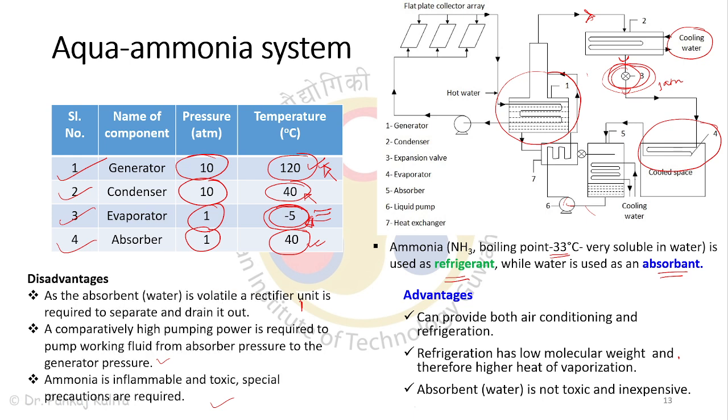So this aqua ammonia system is basically one of the refrigeration or air space cooling methods. Okay, so we have our condenser, generator, evaporator, and absorber. These are the four major components.